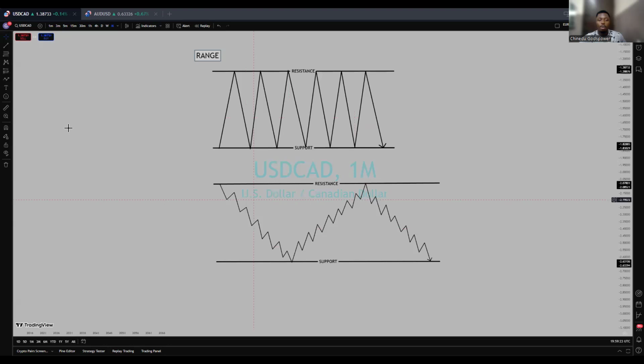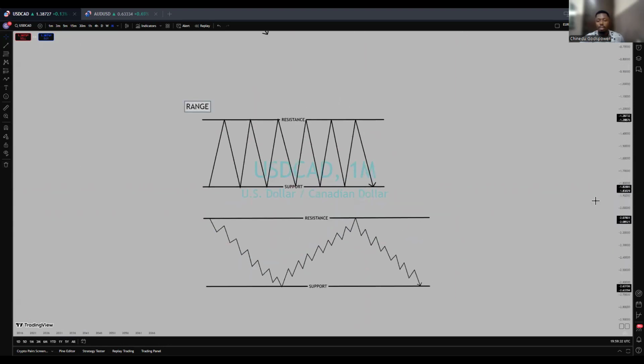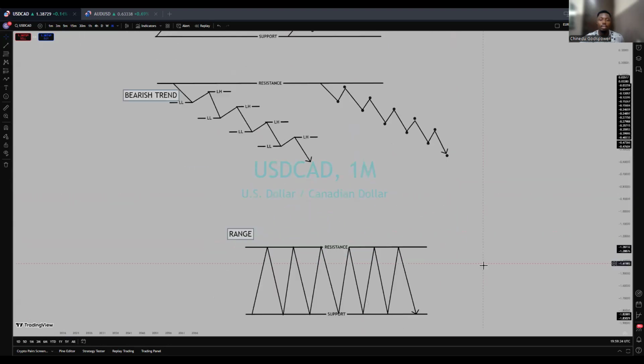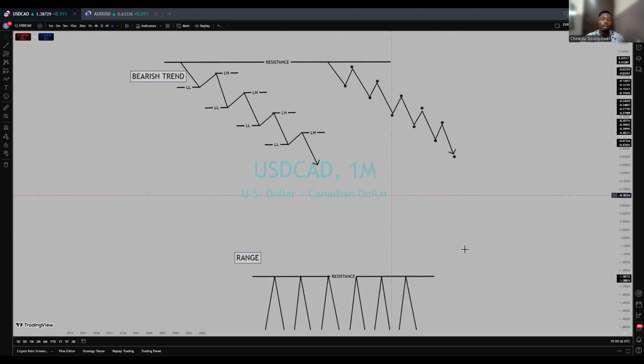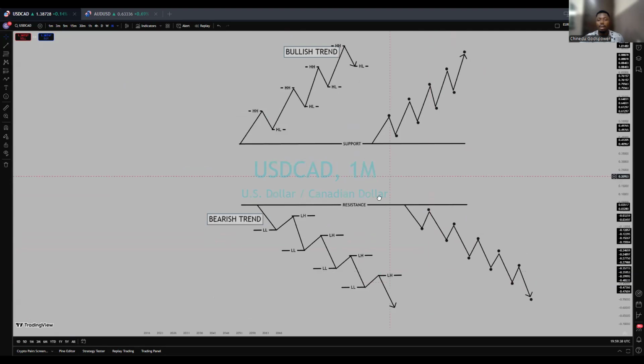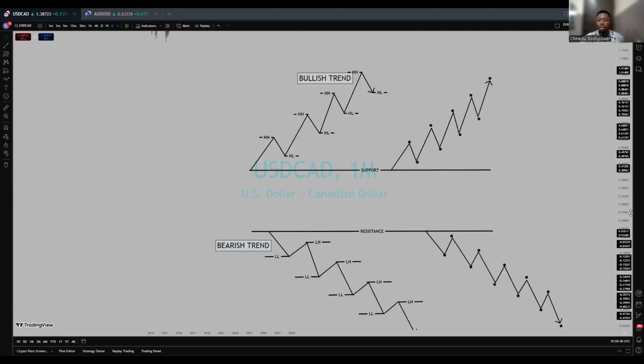Now, in this kind of market, you could buy down here and you can sell short up here. Basic knowledge about Forex: buying and selling when the price is what? Buy when it's low, sell when it's high, in order to make profit.